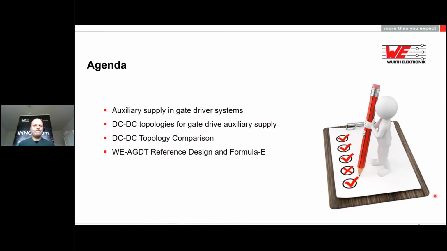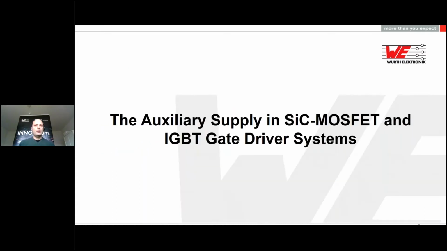Hello, everyone. Here is the agenda for this session. We are going to talk about auxiliary supply in gate drive systems, DC-DC topologies for gate drive auxiliary power supplies, and a brief comparison between these topologies. And Eleazar is going to take over and talk about WE-AGDT reference design and Formula E. So now let's get into the topic, starting with the auxiliary supply for silicon carbide and IGBT gate drive systems.